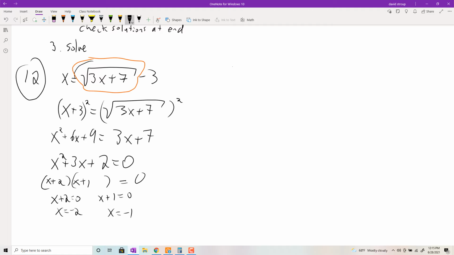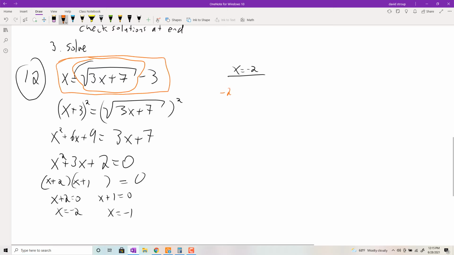Okay, so I'll try x is negative 2 first, and you have to plug it into the original equation before you did any sort of manipulations. Okay, so I'll have negative 2 equals the square root of negative 2 times 3 is negative 6 plus 7 is 1. Okay, so negative 2 equals the square root of 1 is 1, and then minus 3, so 1 minus 3 is negative 2. That works. So that's a solution.